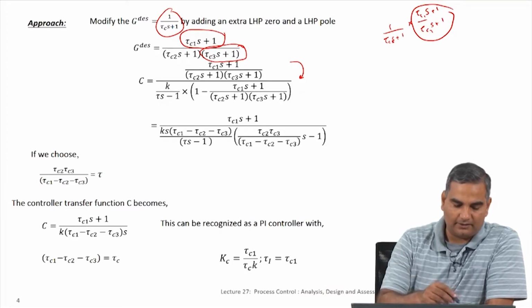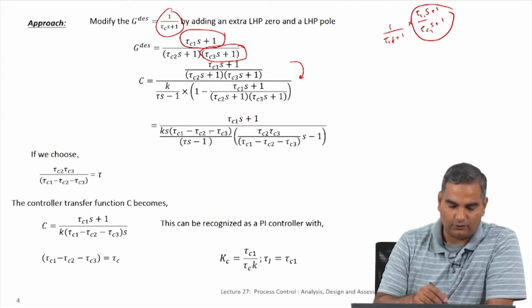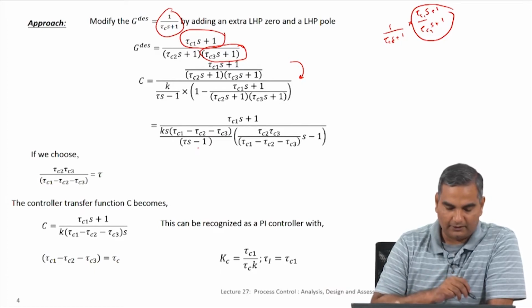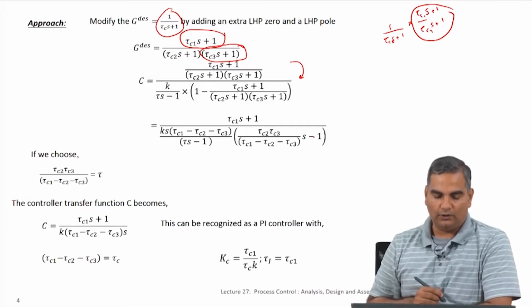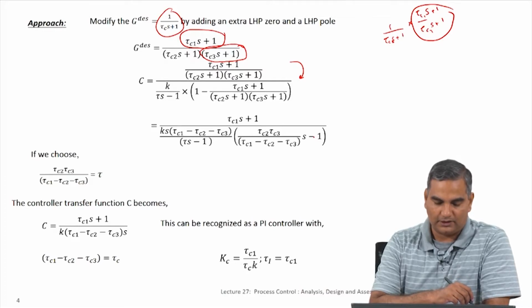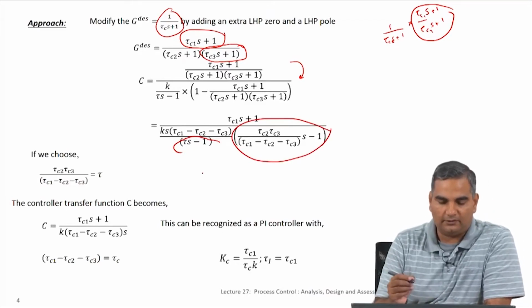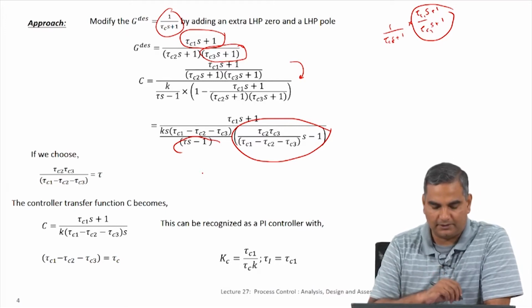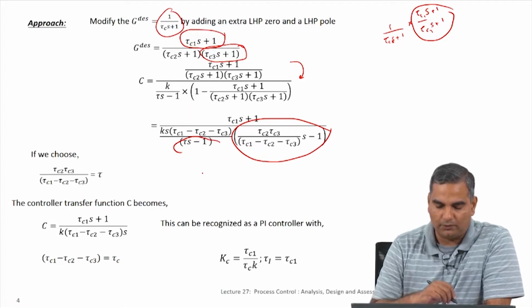So once you do this algebra, this controller is (tau C1 s plus 1) divided by K times (tau C1 minus tau C2 minus tau C3) divided by (tau s minus 1), and inside the bracket I have tau C2 tau C3 divided by (tau C1 minus tau C2 minus tau C3) s minus 1. Now you notice that my interest is in introducing a pole zero cancellation in the controller transfer function. So to do that, somehow I have to cancel this term and this term, and now notice this K over (tau s minus 1) is a model. So the tau is what I have chosen as one of the model parameters to represent the process. Tau C1, tau C2, tau C3 are all choices that I have made for my G desired, so I can choose them to be whatever I want.